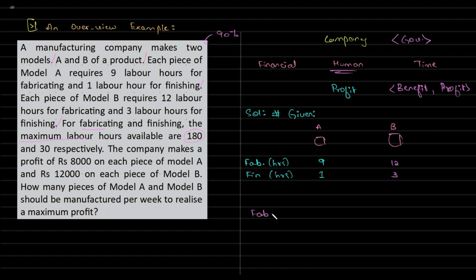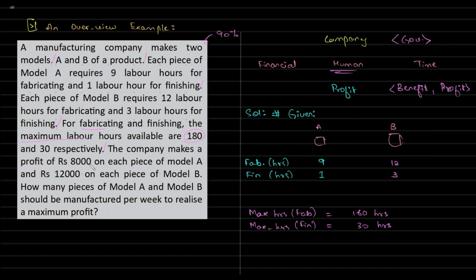So I should have written it this way: the maximum hours for fabrication is 180 hours, and the maximum labor hours for finishing is 30 hours. So we have this constraint. Okay, we can't go beyond this. We don't have that capacity. The company does not have that capacity.